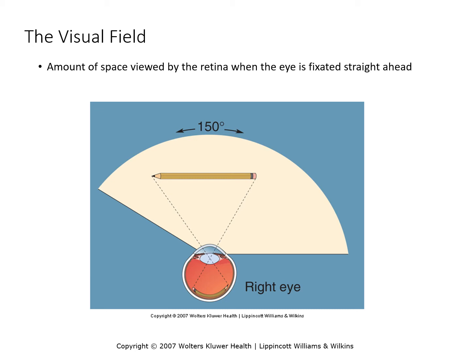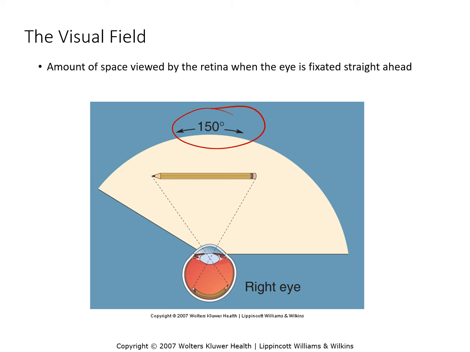Okay. Quick terminology here, visual field. That's basically how big of an area that eye can see, okay, when the eye is fixed straight ahead. So you can actually see up to about 150 degrees-ish in terms of what your visual field is.